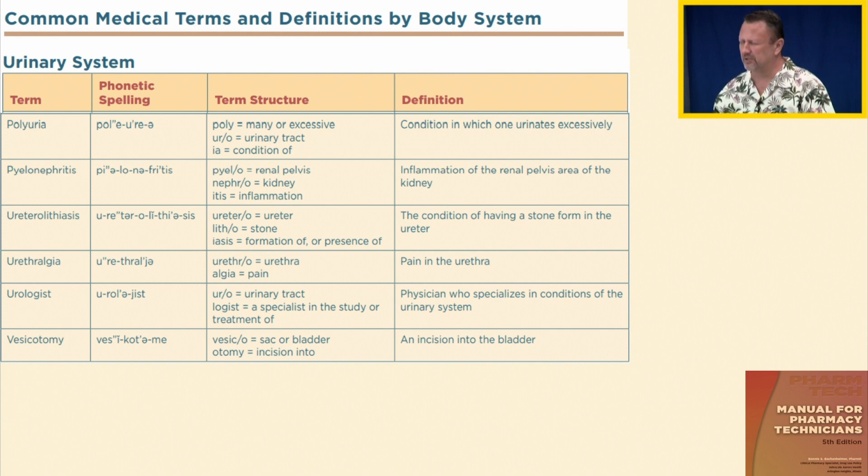Polyuria means, again, to urinate excessively. Pyelonephritis is inflammation of the renal pelvis. Ureterolithiasis is crushing ureter kidney stones, ureter-based kidney stones. Urethral is pain in the urethra. A urologist is a physician who studies the urinary system. A vesicotomy is an incision into the bladder.